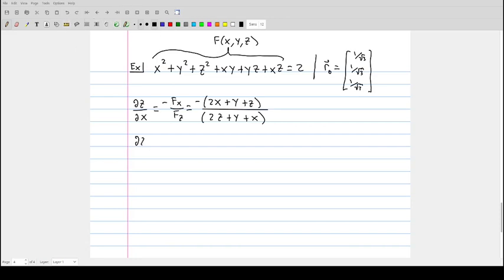And dz dy should be equal to negative fy over fz, which is negative 2y plus x plus z, divided by 2z plus y plus x.